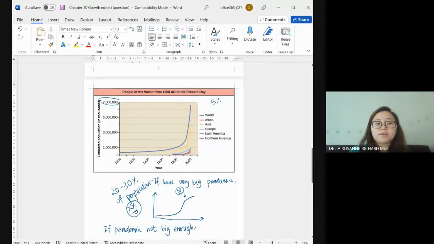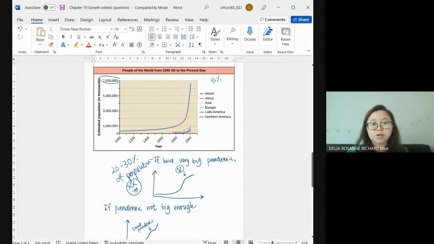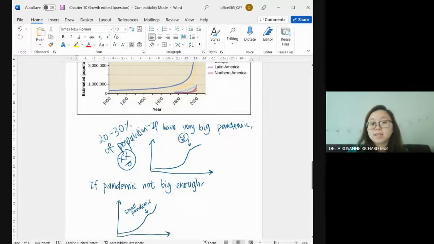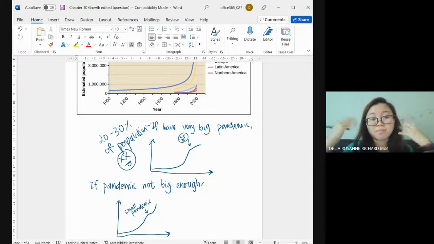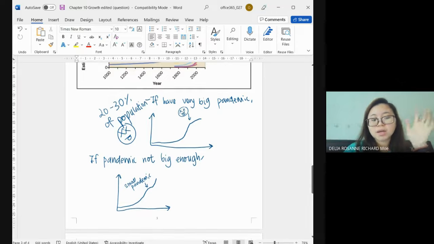Or even more. Maybe 50% of the population die because of that pandemic. Then that is a very big pandemic. If only 5%, 10% of the population die because of a pandemic, then it's not gonna disturb your curve.